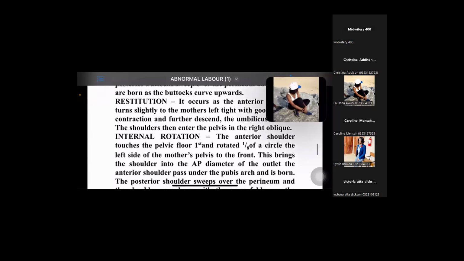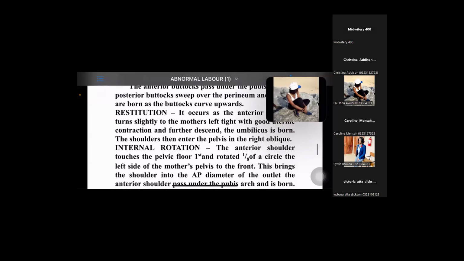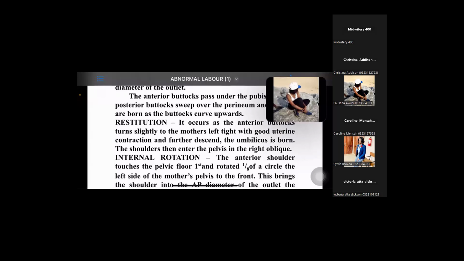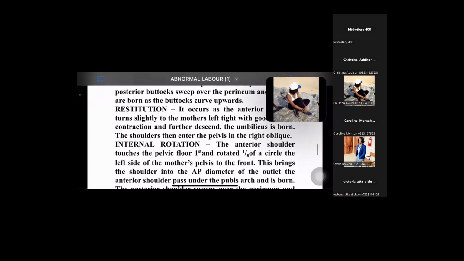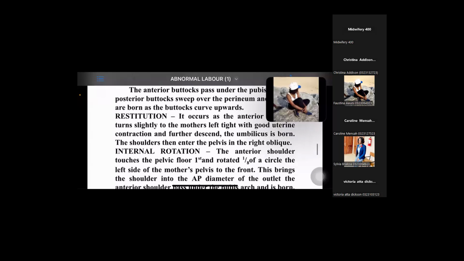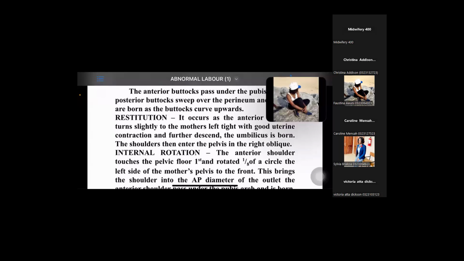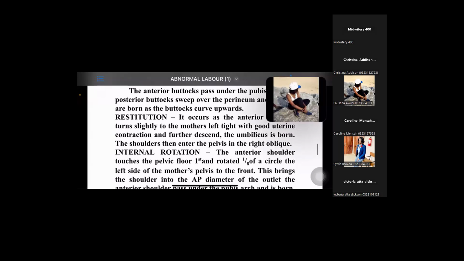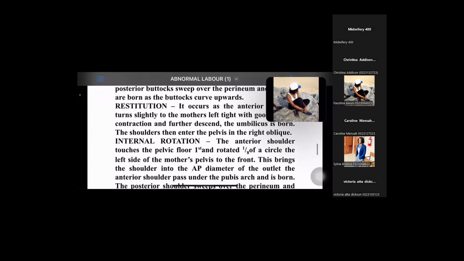Okay, so the other one is internal rotation. So with the restitution, it occurs as the anterior buttocks slightly turn to the mother's left thigh with good uterine contraction and further descent. The umbilicus is born. The shoulders then enter the pelvis in the right oblique. So with the restitution, the shoulders enter the pelvis in the right oblique. So we should take note of that.